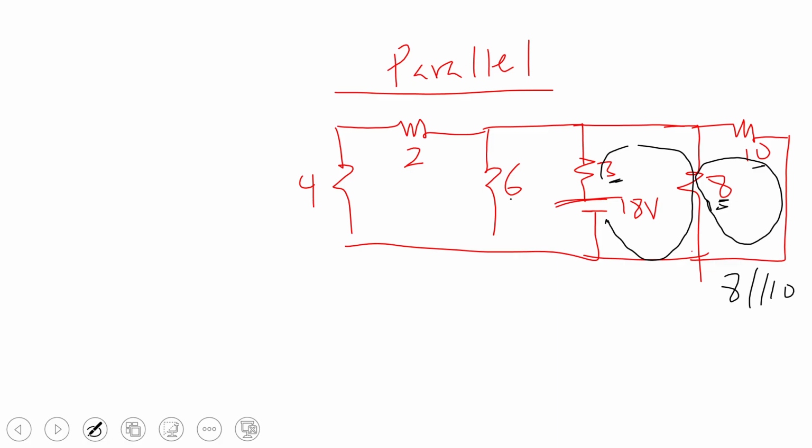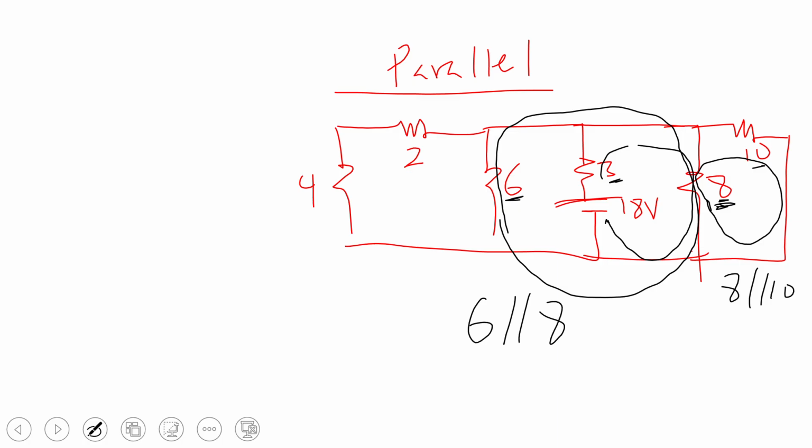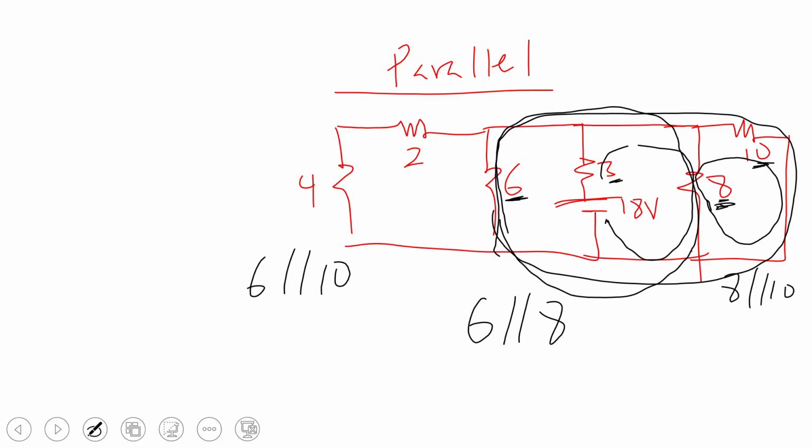Now, let's look at this 6 and this 8, whether they are in parallel. If I go through this 6 and come through this 8 and come back, I don't meet any other element. So 6 and 8 are in parallel. Now, let's look at this 6 and this 10. If I go through this 6 and pass through this 10 and come back, I don't see any other element. So the 6 and the 10 are also in parallel.